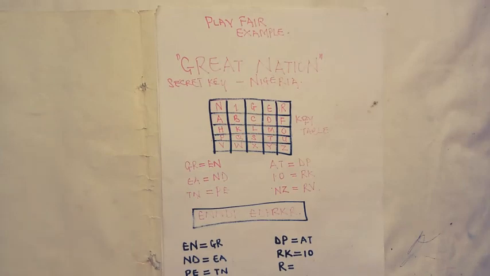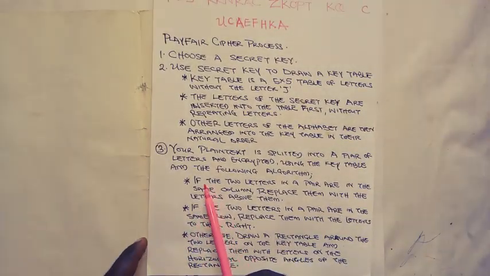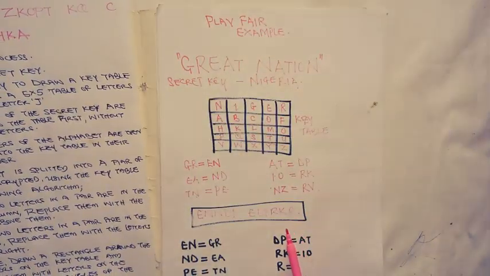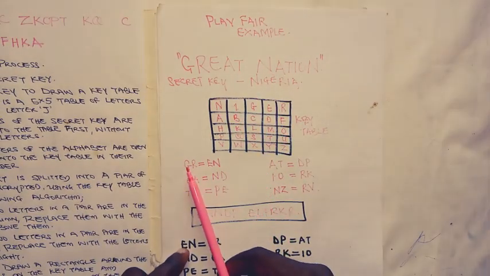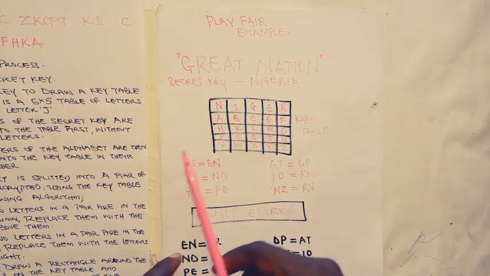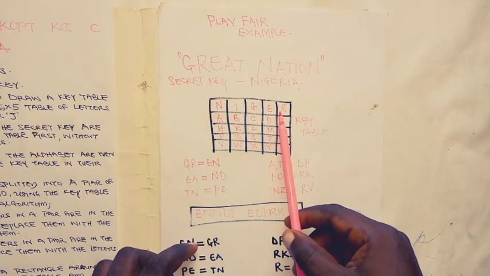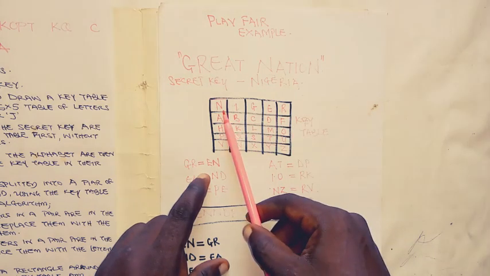So now, following the algorithm which I have earlier stated to you: if two letters in the pair are in the same column, replace them with the letters above them. Observe, G and R are in the same row. So if two letters are found in the same row, replace them with the letters to their right. So G and R are in the same row, so the letters to their right, for G it is E, that's why I have E here, and for R it is N. So I have N here.